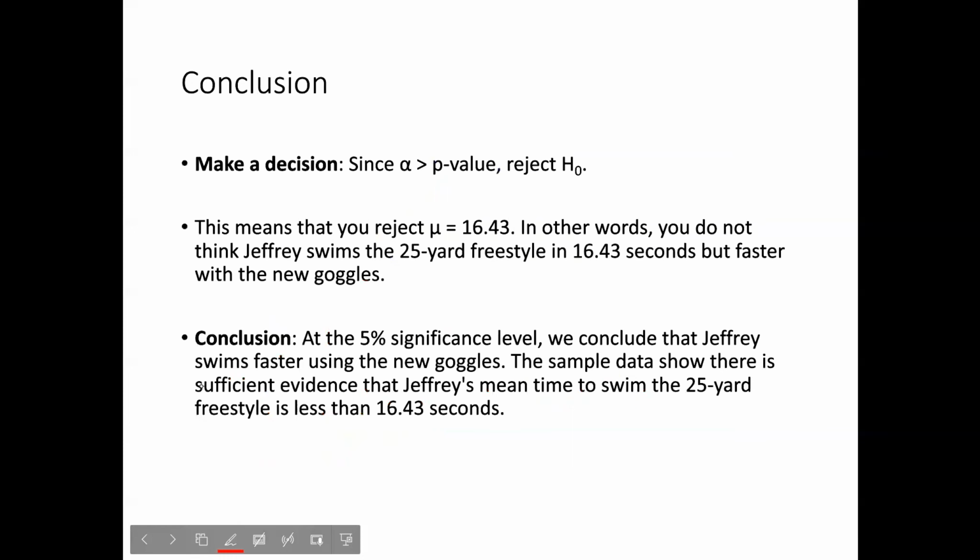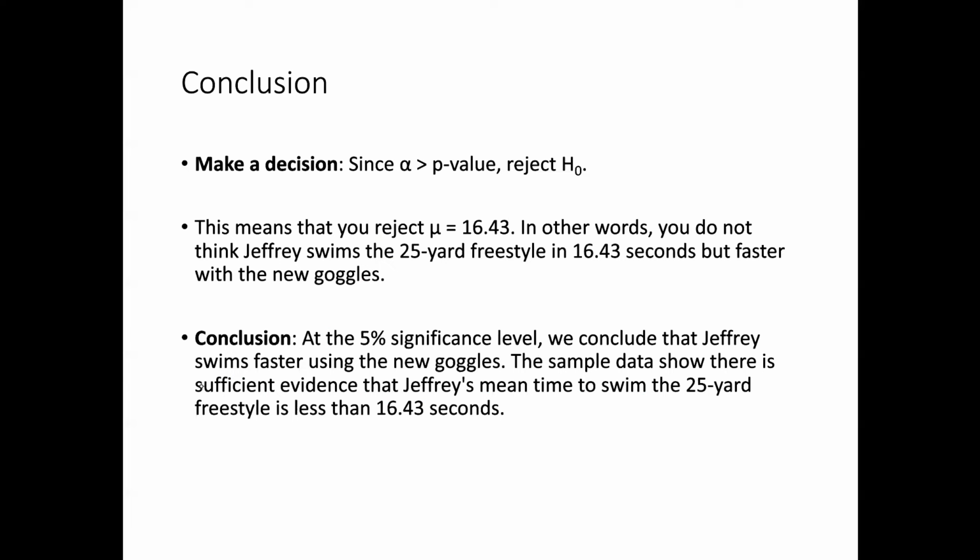All right, so we make a decision. Since the p-value is less than alpha, we are going to reject the null hypothesis. That means we reject mu is equal to 16.43. In other words, you do not think Jeffrey swims the 25-yard freestyle in 16.43 seconds, but faster with the new goggles. So how do we state our conclusion?